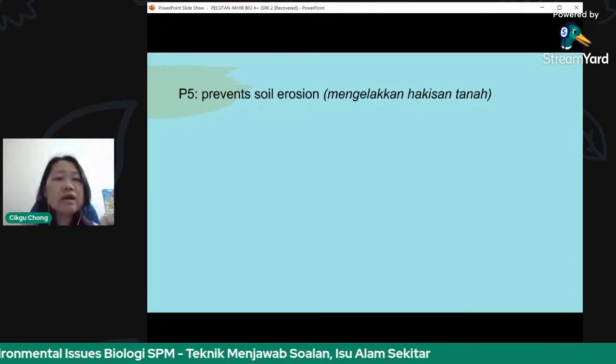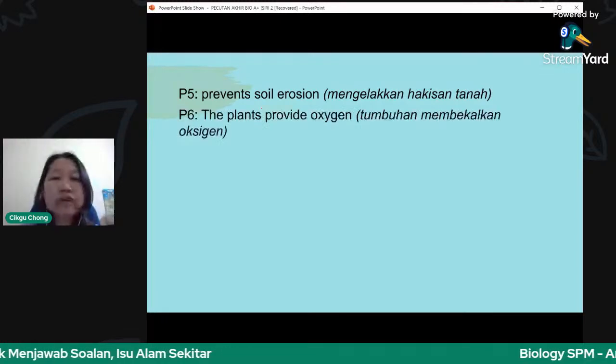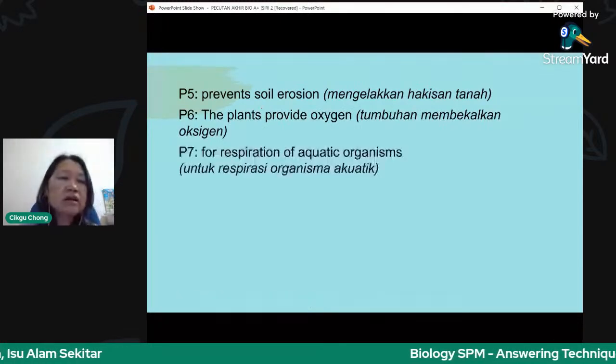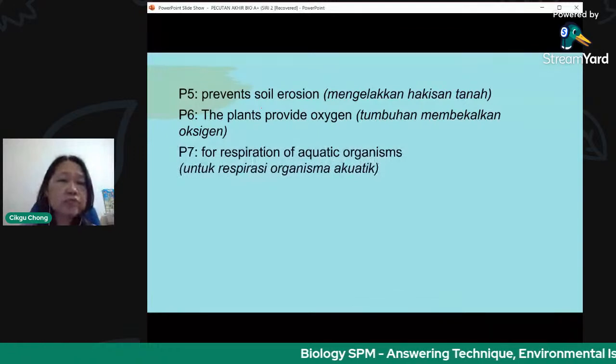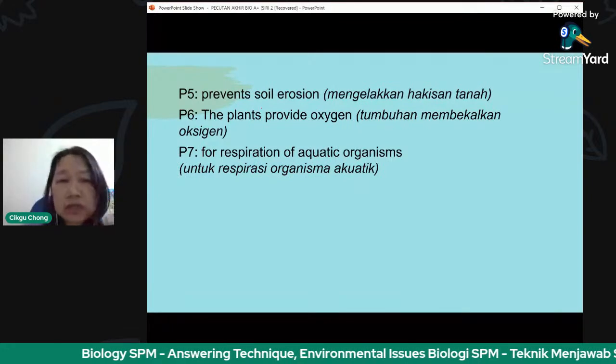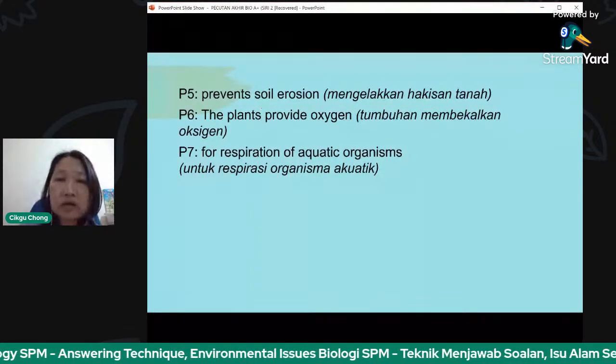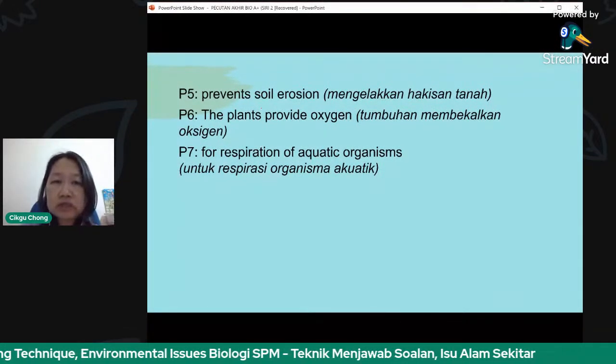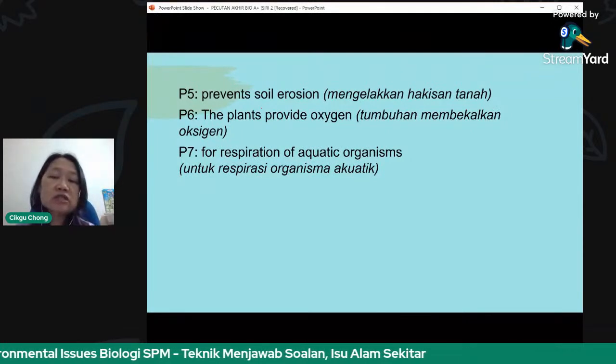Okay. So the plants provide oxygen. So having plants by the riverside also provides oxygen because of photosynthesis. Okay, for respiration of aquatic organisms. Sorry, not from plants, it's in the water. Having plants in the water because it's respiration for aquatic organisms. Okay, so having plants in the water is good. It increases the oxygen supply.